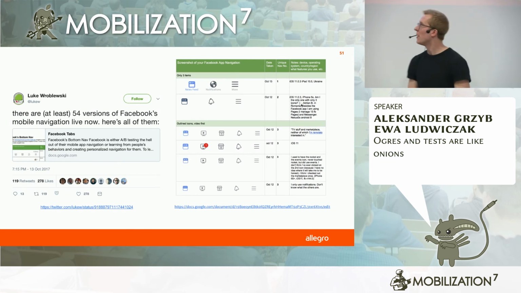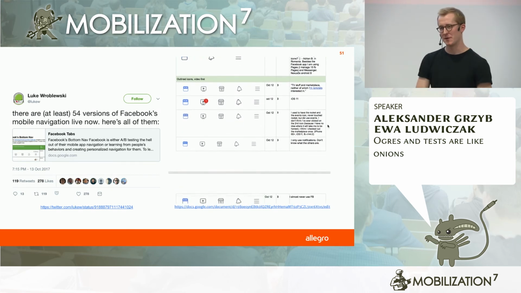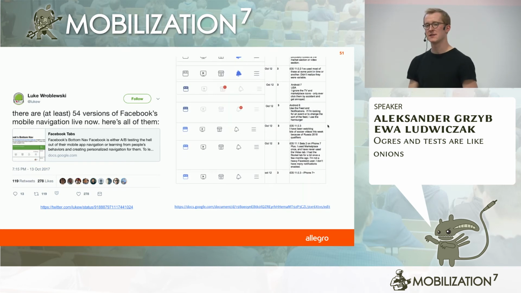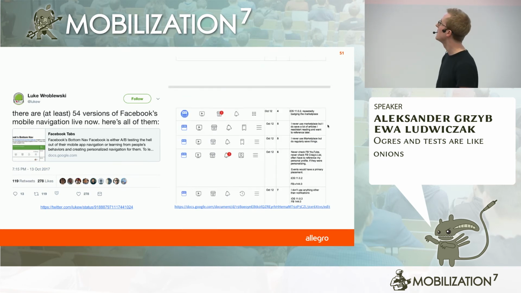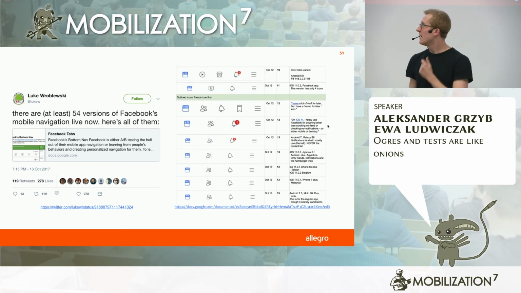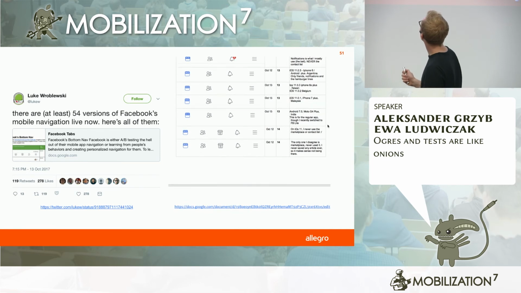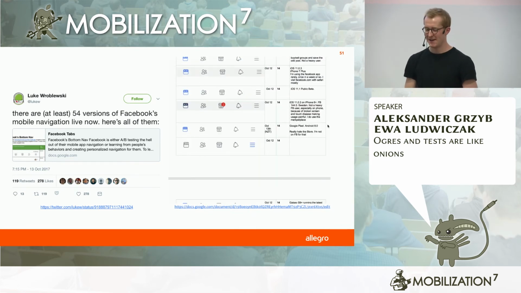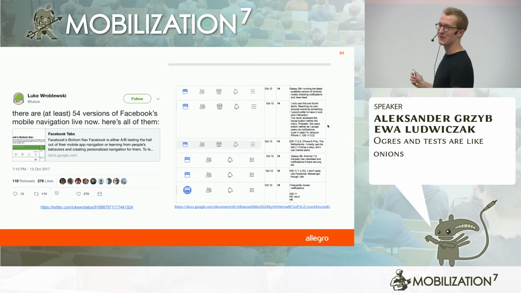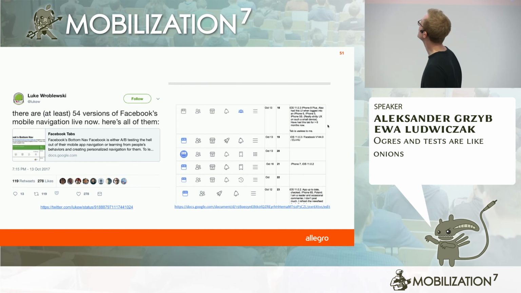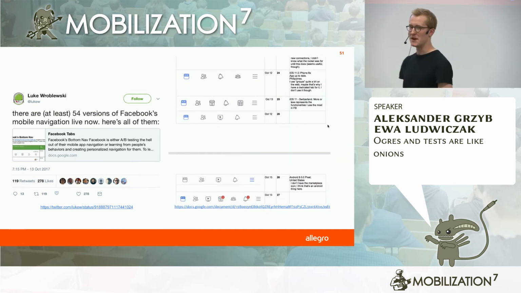And maybe you know, but Facebook is also really famous from their A/B testing practices. Recently, there was a very interesting social experiment on Twitter started by Luke Wróblewski. He asked people to submit screenshots of their bottom tab bar to a shared Google Docs document. And as you can see, there is lots of variation of this tab bar. He counted that it's at least 54 versions, but I think this document has many more.